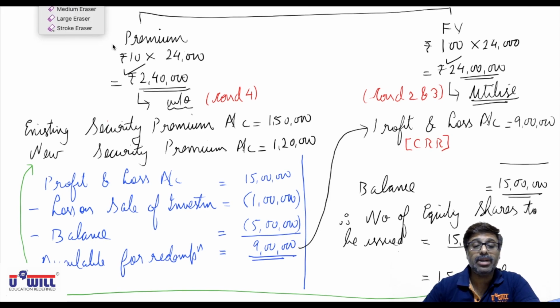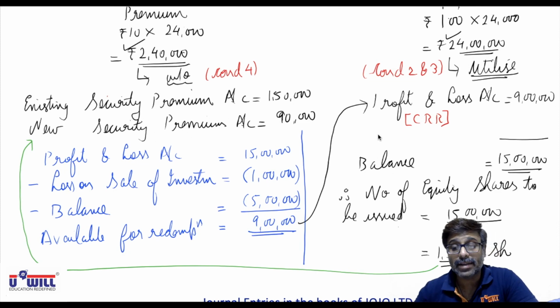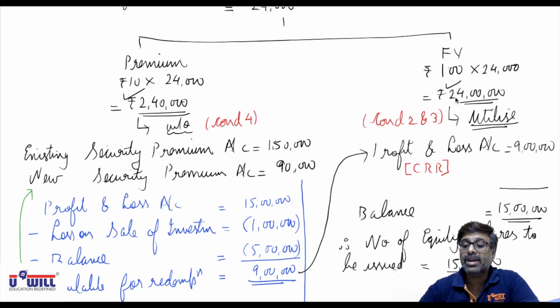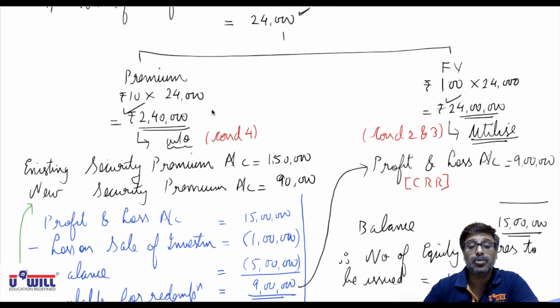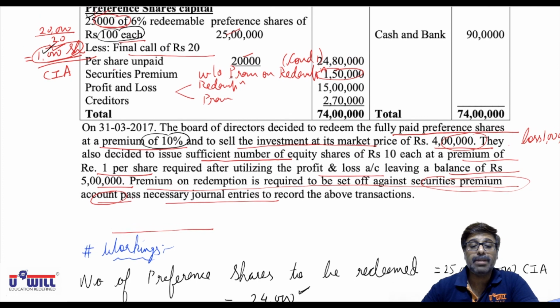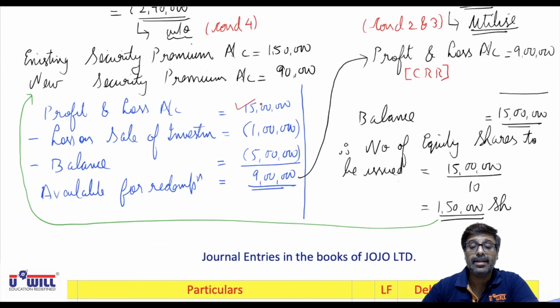From the new security premium, you'll take the remaining amount of 90,000, but you'll keep it pending. You'll do it after that. Now, 24 lakhs, how will you utilize as per condition 2 and 3? First, you'll make P&L account workings. As per balance sheet, there is a P&L account balance of 15 lakhs. So first you write that.